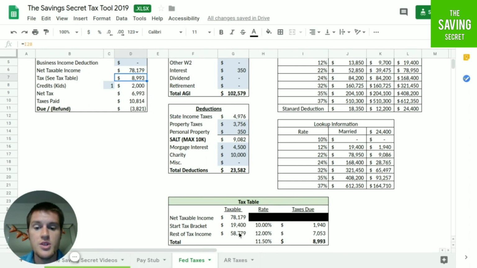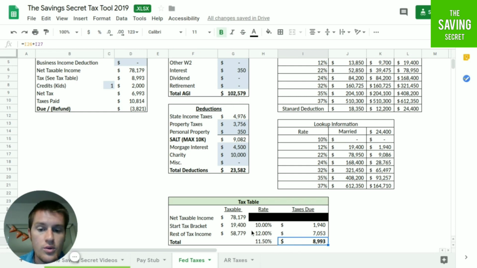of the income. And then you figure out, what is that rate? Well, if you look over here, the rate is 12%. After the first is 10%, the next one is 12. So then you take this number and you multiply it by 12, and that's where you get this number, which is 7,053. You add those two together, that is what your taxes are actually due.